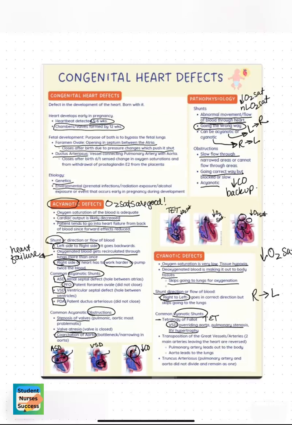Hopefully that's helped you a little bit go through cyanotic and acyanotic defects. Remember, you have shunts and you have obstructions. Shunts are an abnormal flow of blood through the heart. They can be acyanotic, meaning they're moving from the left side to the right side and reoxygenating, or they're cyanotic, moving from the right side to the left side and skipping oxygenation in the lungs. Or you can have obstructions, which is narrowed flow, decreased cardiac output, and a backup of blood.